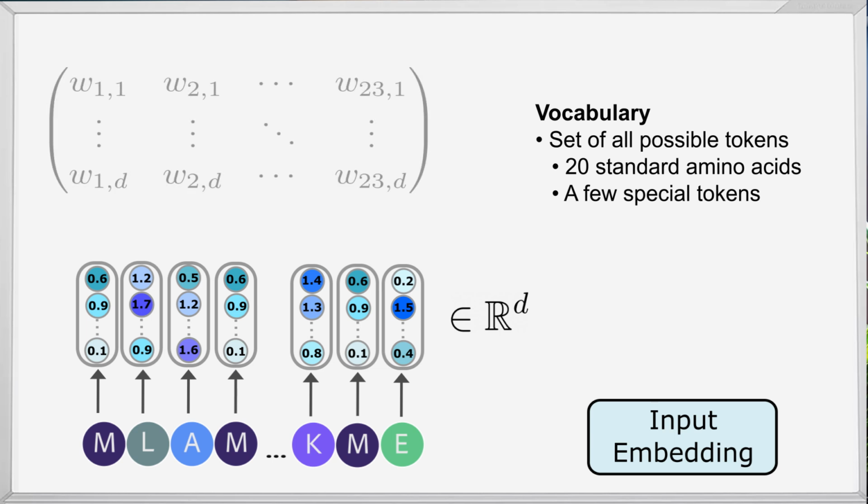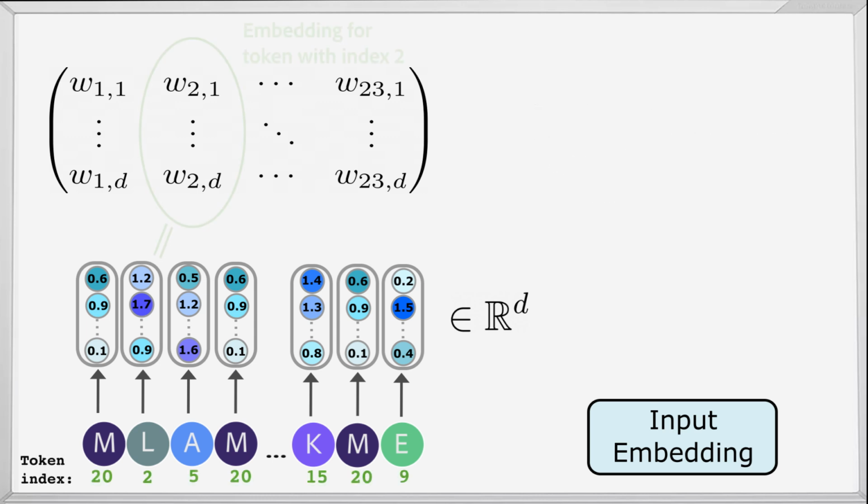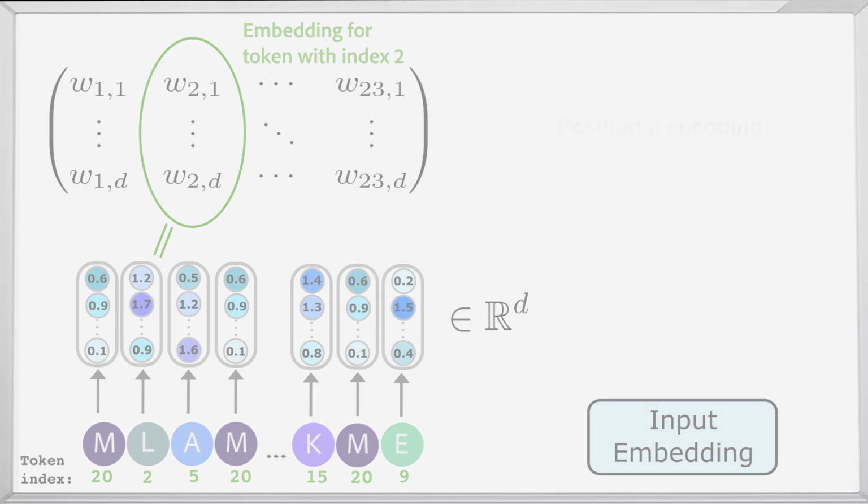Intuitively, we can imagine that the token embeddings for all possible tokens are stored in an embedding matrix of the hidden dimension d times the vocabulary size, which could be, for example, 23. When inputting a protein sequence into a transformer network, we map each amino acid to its corresponding token ID. We can then simply access the columns corresponding to the token indices. In protein language models, the entries of this embedding matrix are learnable parameters, which means the model can adjust the initial token embeddings during training.